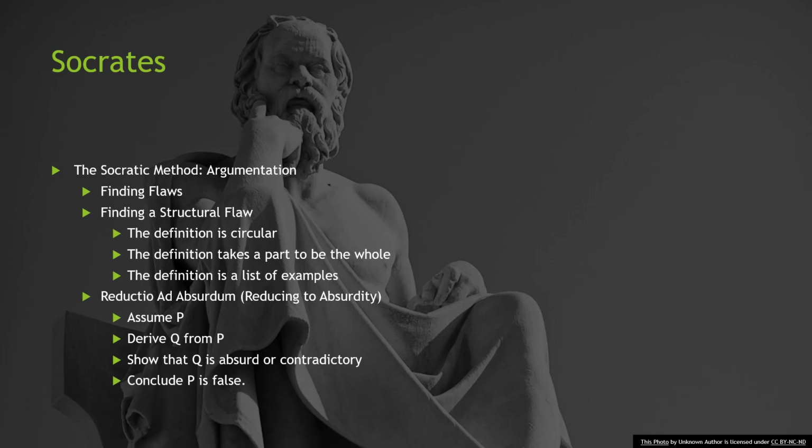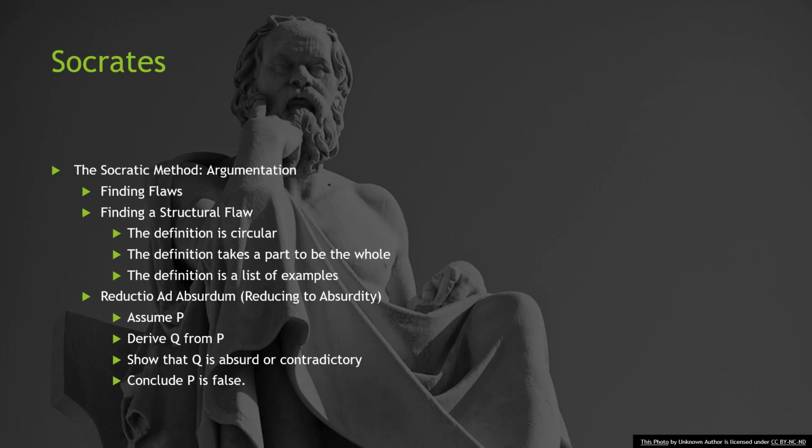So the first tactic or method he had was this. He would have a definition, say, of loyalty or virtue, and he would begin by finding a structural flaw in the definition. So you may be familiar with how a building or a car or a plane can have a structural flaw, a weak point that can cause it to fail, perhaps unfortunately disastrously. So what would be structural flaws in a definition? Well, for Socrates, there are the following flaws.